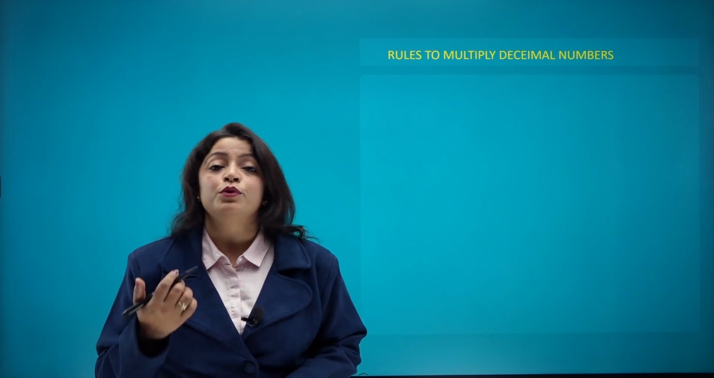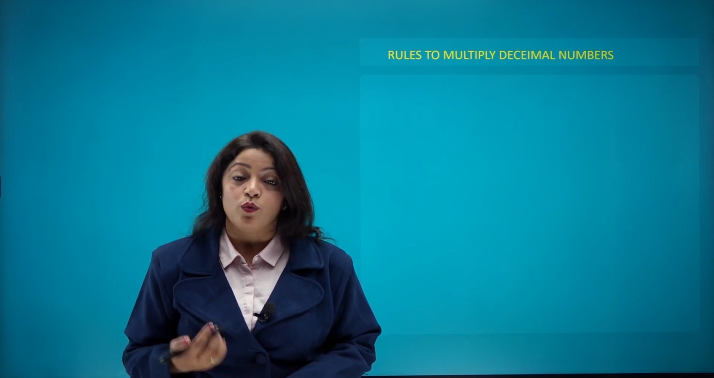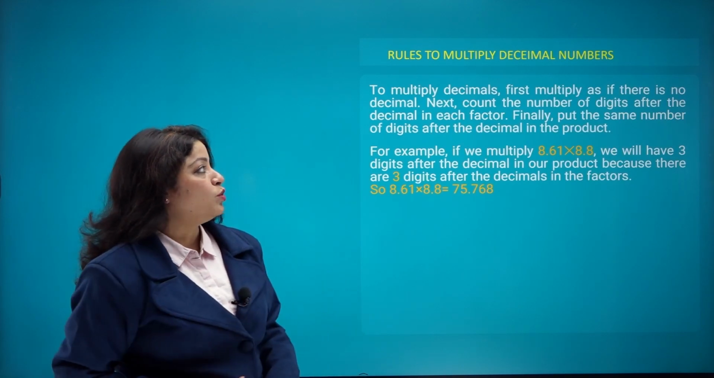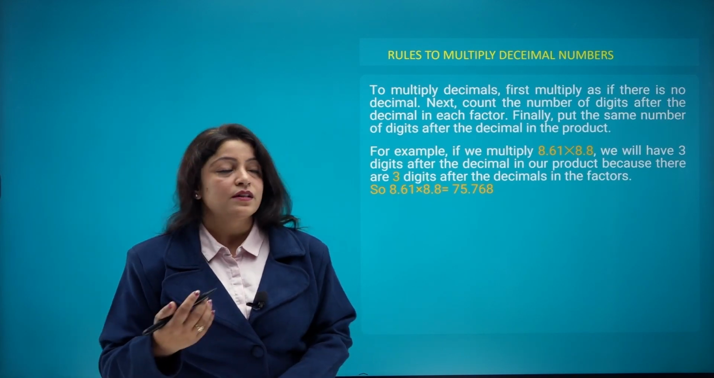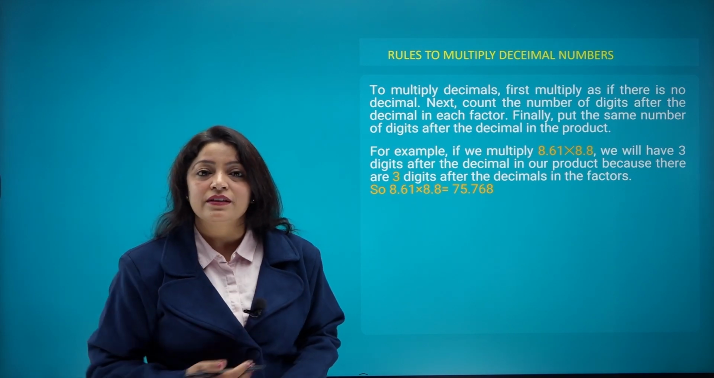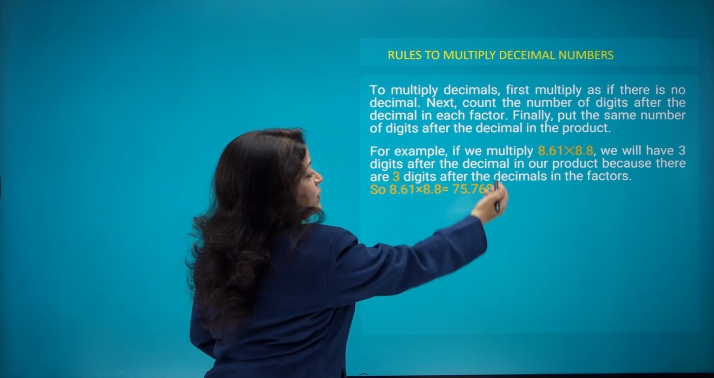But where to put that point? That is an important thing. What will be the place of that decimal? So for that, let's see this rule. To multiply the decimals, it's same. First we multiply them as if there is no decimal in that case, right? Let me take with an example.